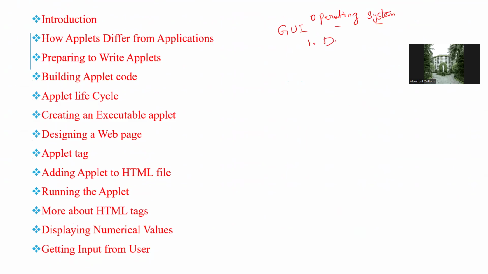First we had the DOS operating system. DOS means disk operating system. Then secondly, in the evolution of operating systems, we had Windows XP, which Microsoft introduced. So all this is nothing but MS-DOS, actually Microsoft Disk Operating System.